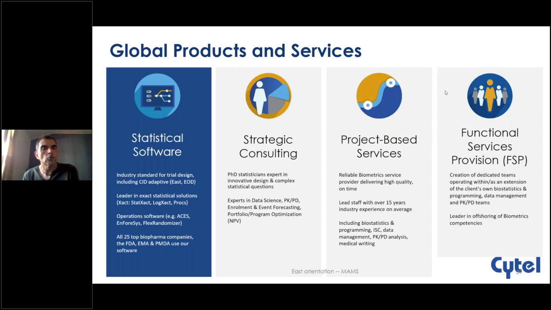This is done through the promising zone methodology that was developed by Cyrus Mehta and Stuart Pocock early in the previous decade. We are also working on adding this functionality to the group sequential extension. For the moment, MAMS has the sample size re-estimation, recalculation, functionality through the p-value combination approach.